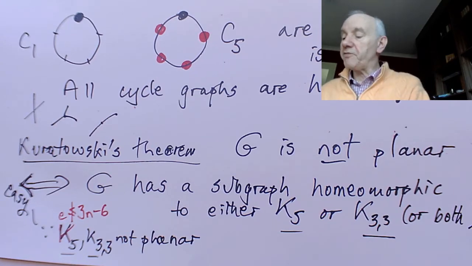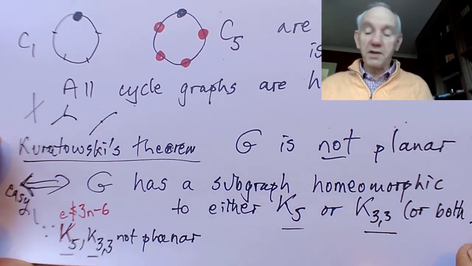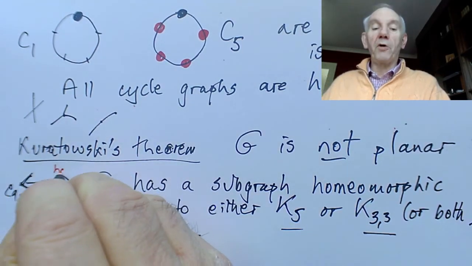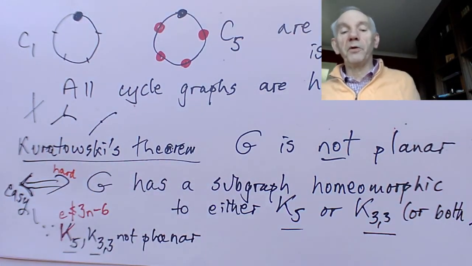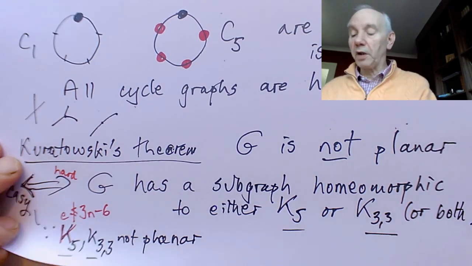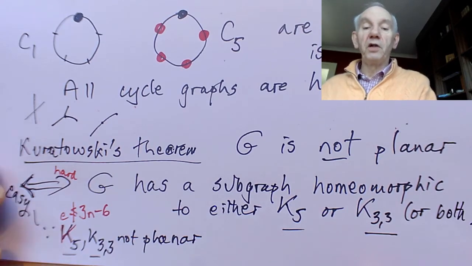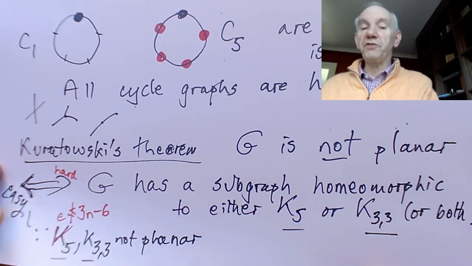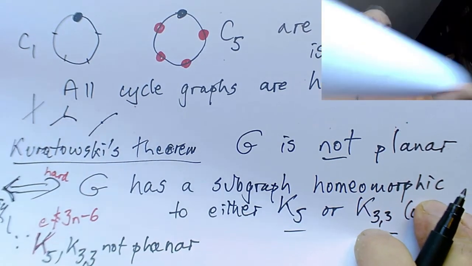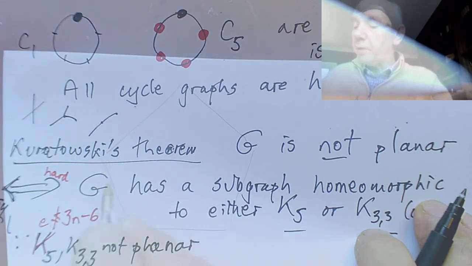Okay, so let me give you an example. I'm not going to prove this, it is hard, this forwards implication. But we should certainly know the theorem. Let me give you a sort of classic example, an illustration, of Kuratowski's theorem, and that consists of looking at the Petersen graph, which, as you know by now, is one of my favourites. So here's the Petersen graph, which again starts with a pentagon.